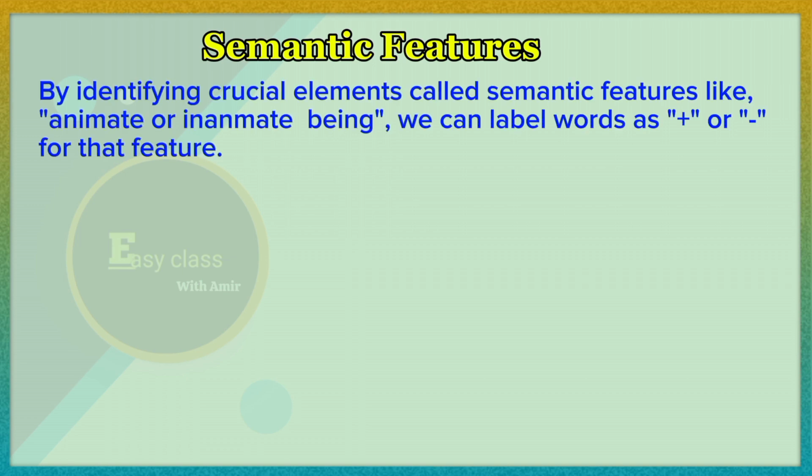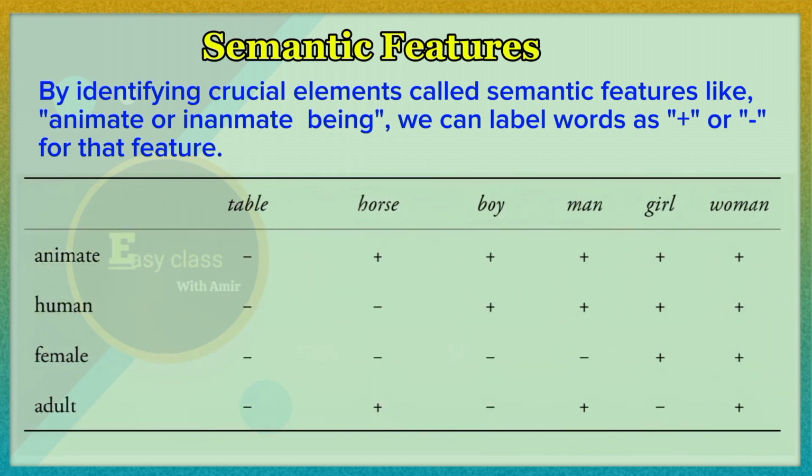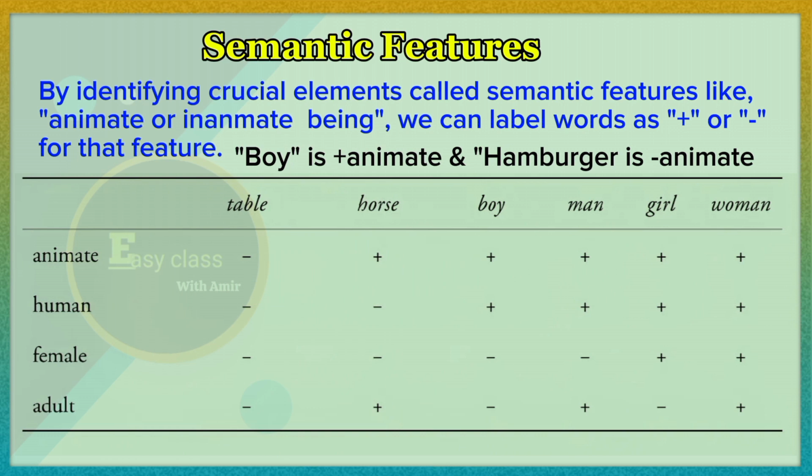Semantic features. By identifying crucial elements like animate being, we can label words as plus or minus for that feature. For example, boy is plus animate and hamburger is minus animate. This helps differentiate word meanings. Using this approach, we can describe the meaning of girl as plus human, plus female, and minus adult.